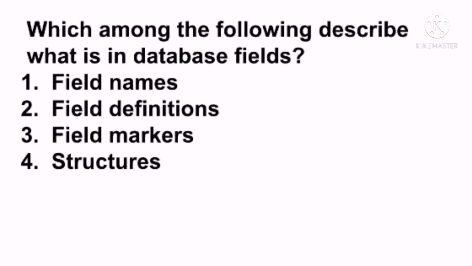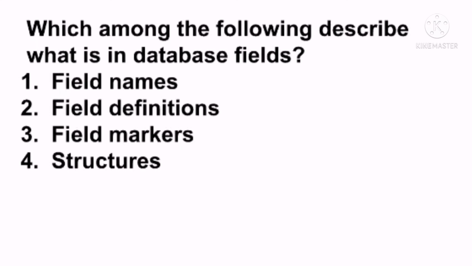Okay, next, which among the following describes what is in database fields? Options are first one field names, second one field definitions, third one field markers, fourth one structures. So the correct answer is field names. So field names is described in the database fields.